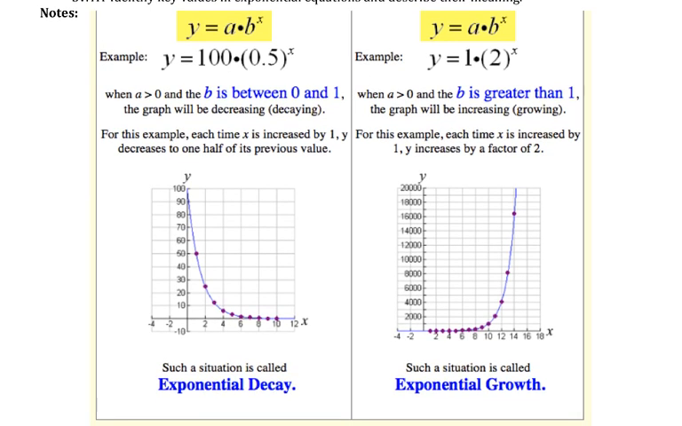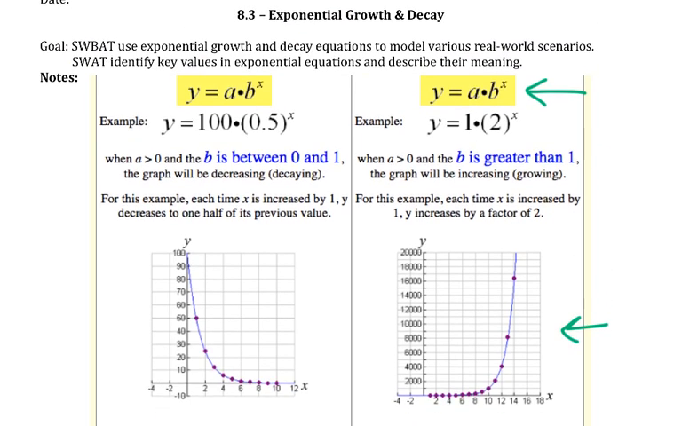They both start with the same general form, y equals a times b to the x. The difference is, for exponential growth, which we can see here, your b value is greater than 1. So it could be 2, it could be 3, 4, etc. For exponential decay, your b value is between 0 and 1. So it could be 0.1, 0.5, it could be 4 divided by 5, it could be 1/3. It just has to be between 0 and 1.